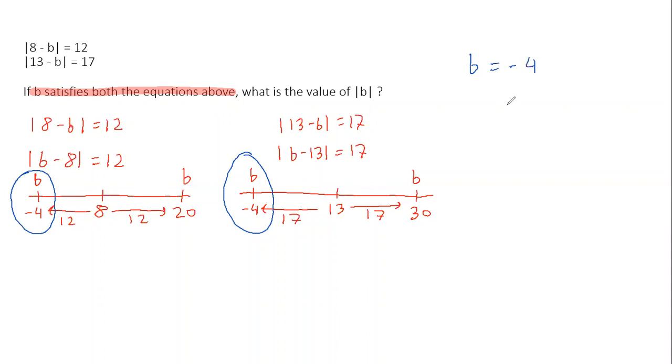But be careful guys, that's not my answer. The question is asking what's the value of modulus of b. So if I know b is minus 4, then mod of b is mod of minus 4, which is nothing but 4. So my answer is 4. So you see guys, you really don't have to solve the modulus. If you can read the modulus in the context of distance, these questions will be very, very easy.